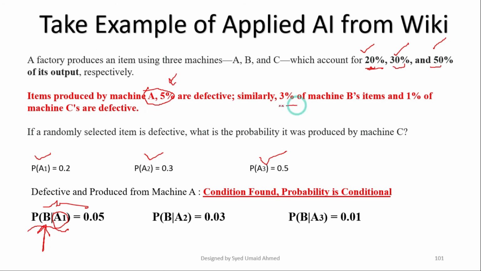Now this is 3%. The machine B produces 30% of the total outcome, and this statement is saying that the equipment is defective given that it comes from machine B. You can see it is 3%. We have written 0.03. Now the third one is 50%, which is the total outcome of machine C, and we are calling machine C as A3. The item produced defective by machine C is 1%.